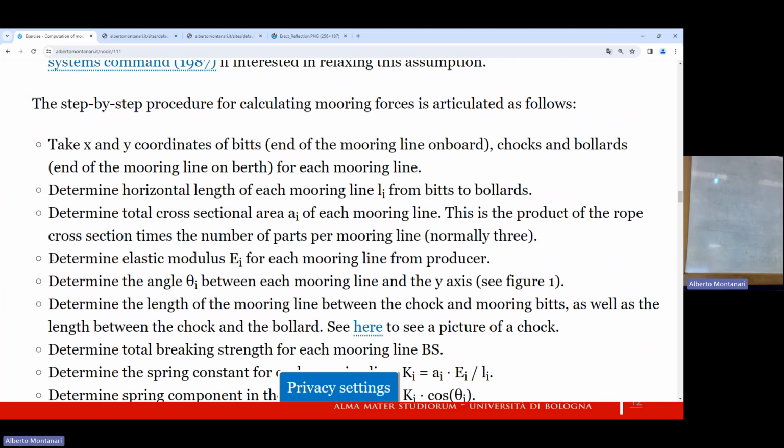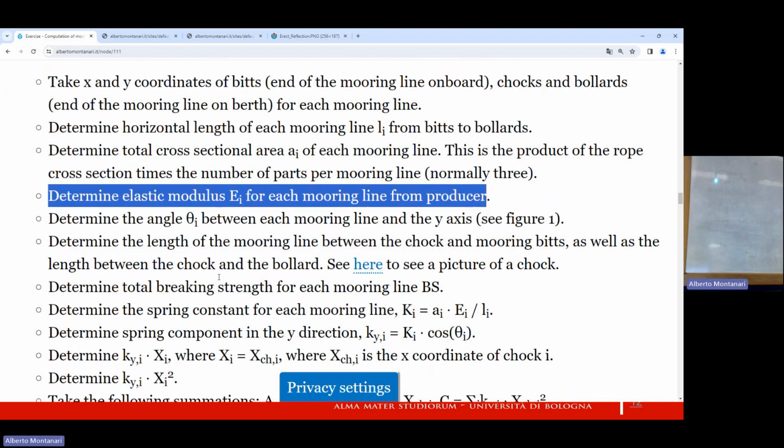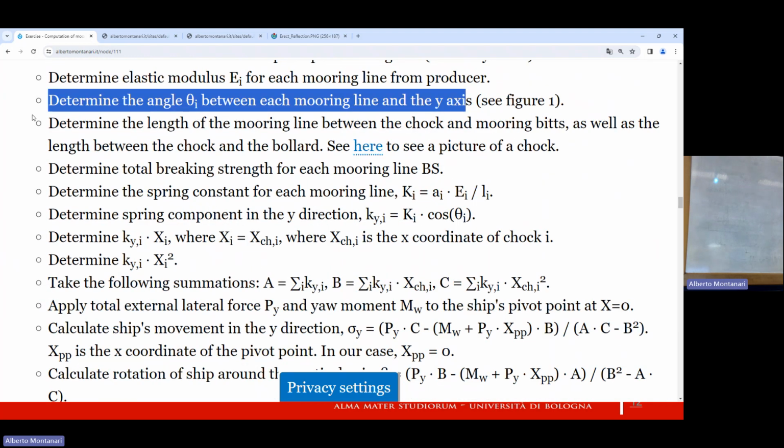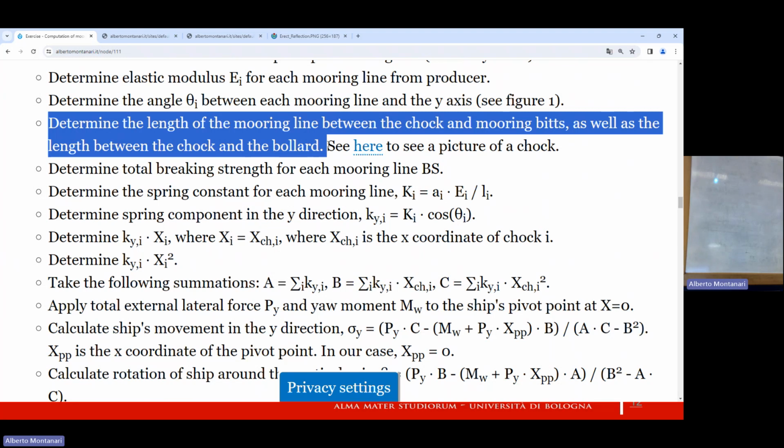Now, in poor words, we need to know the cross-sectional area of the mooring lines. Now, determine the elastic modulus of each mooring line from the producer. The rope has an elastic modulus. Determine the angle between each mooring line and the y-axis. See figure 1, the scheme that I have shown to you before. Determine the length of the mooring line between the chock and mooring bits, as well as the length between the chock and the bollard. Okay, here there is a picture of a chock.